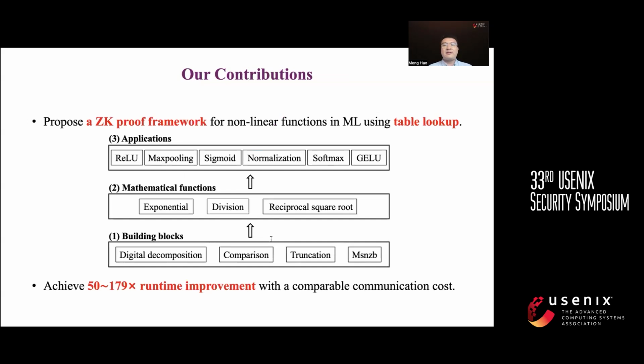To address this efficiency bottleneck, we propose a new zero-knowledge proof framework for nonlinear functions using the perspective of table lookup. This framework consists of 3 levels, namely building blocks, mathematical functions, and machine learning applications. The evaluation results show up to 2 orders of magnitude runtime improvement, while achieving a comparable communication cost.